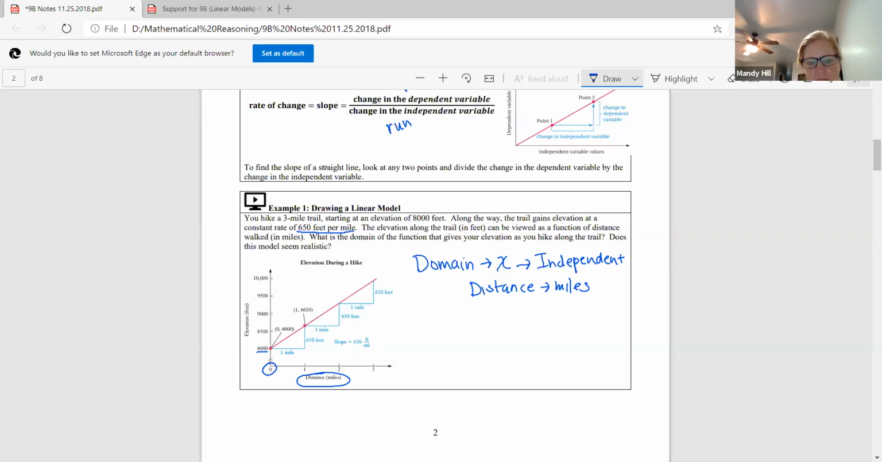Okay, does this model seem realistic? Well, yeah, is it possible that if you hike a mile, you're going to go up 650 feet? I think so. There's 5,280 feet in a mile. So it would be realistic that we would be able to climb in altitude 650 feet every mile. So yes, it's realistic.